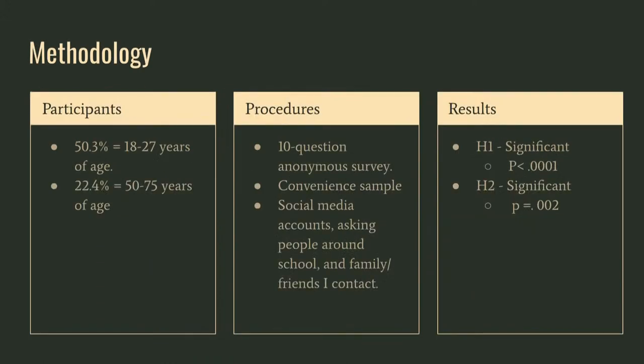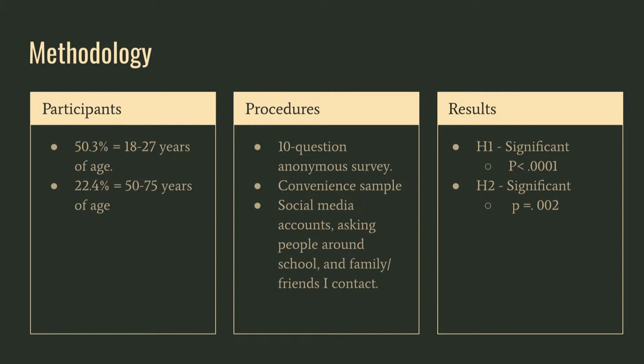So methodology. My participants, the majority of them were 18 to 27, so about 50%. And then my second large sample was 22.4%, and that was 50 to 75 year olds. My procedure was a 10 question anonymous survey. I did a convenience sample, and I posted on my social media accounts asking people around campus, family, friends that I contacted.